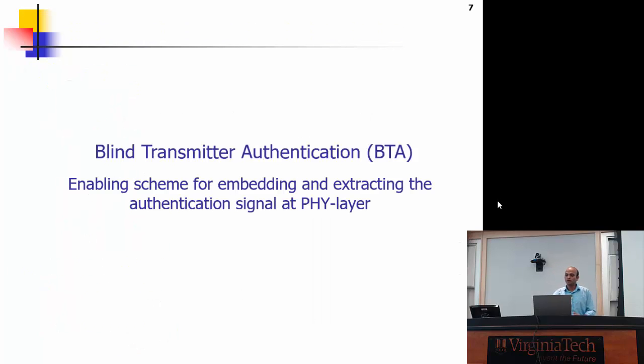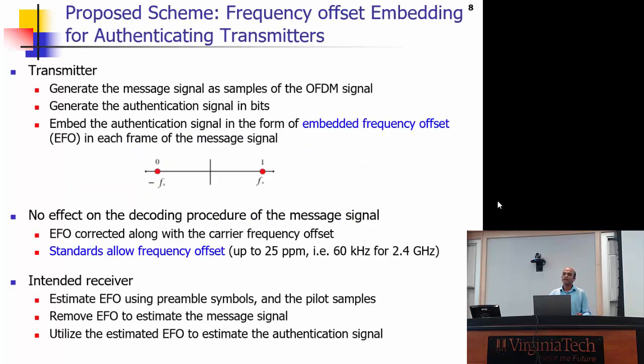Now, this is the first part. This was my previous work, which is the actual PHY-layer scheme by which you could embed the authentication signal into the message signal. I have put it here just for completeness, but we will not go into the detail of it. The PHY-layer scheme is very simple. What you do is you have the message signal as samples of an OFDM signal. So we assume that the transmitter is using standard OFDM signaling. So now the message signal is the samples of an OFDM signal.